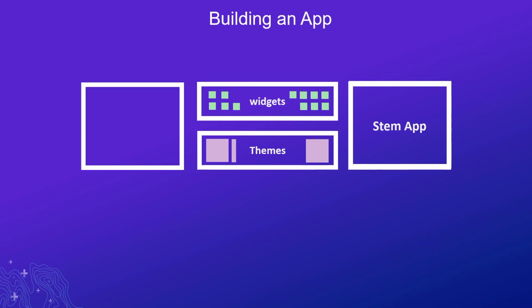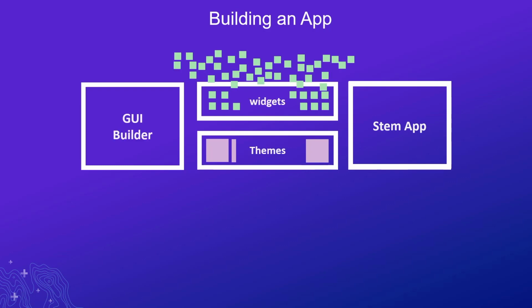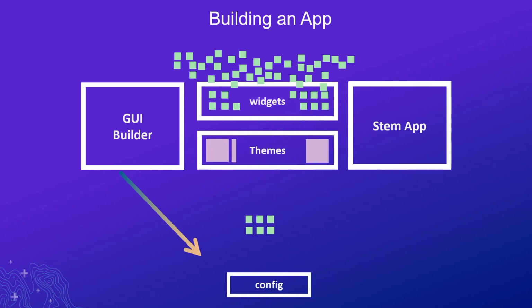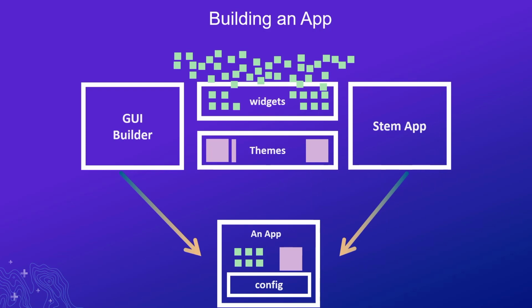The idea of Web AppBuilder is that you take a GUI builder and combine widgets and themes. There are many out of the box, but you could create your own custom ones as well, and combine those with the stem app, which is the core application that is provided with Web AppBuilder. And you combine them all with a configuration file, which wraps them in a stem app, and gives you a really simple way to build an app that's really easy to generate.